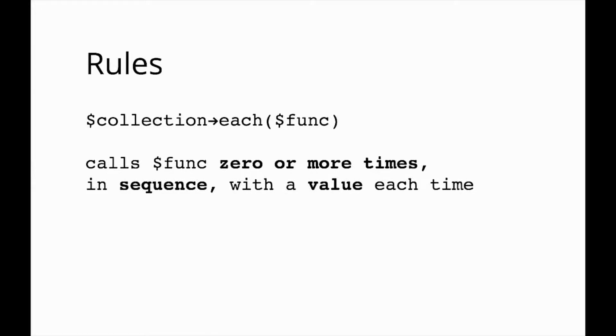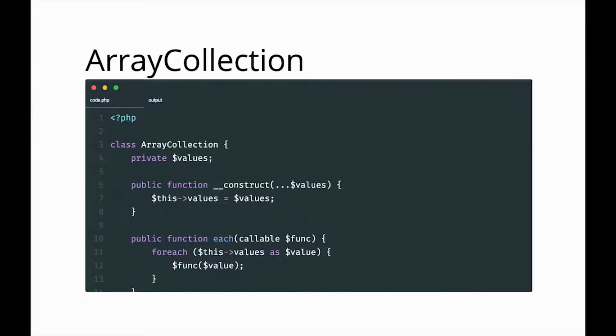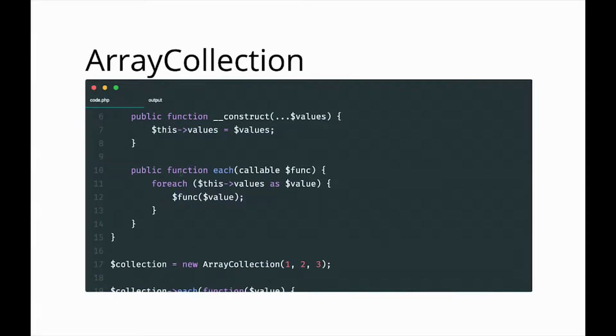So, could we implement this multiple ways as well? Yes, we can. I'll start off with an array collection. This takes an array of input parameters and assigns it to another private store. And then it has an each function that will loop over each of the values within that private store and give it to the each function that I've provided.